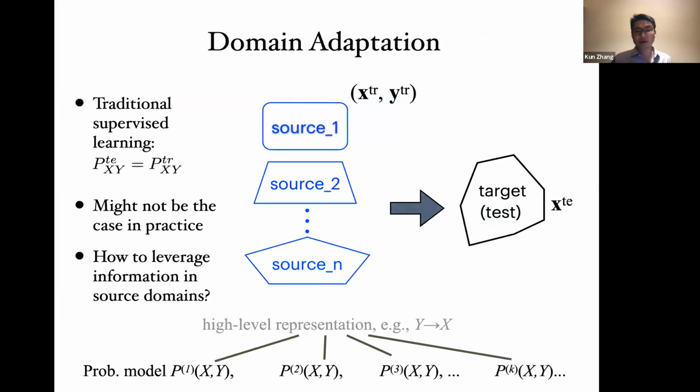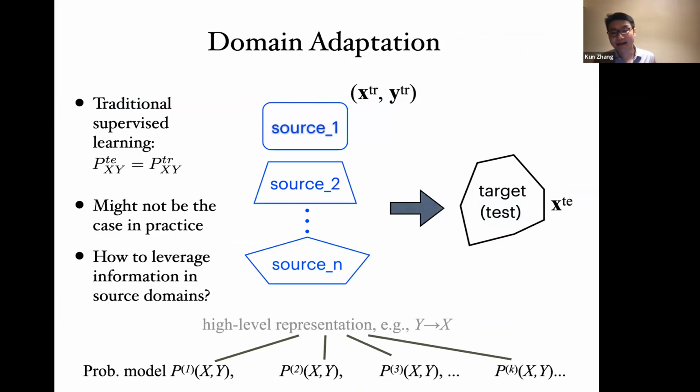Okay, now I'm not going to give the application of this method for the purpose of discovery. Instead, let's see how we can use this method for domain adaptation. We know in domain adaptation, right, we have source domains where we have XY pairs. We would like to predict Y from X.